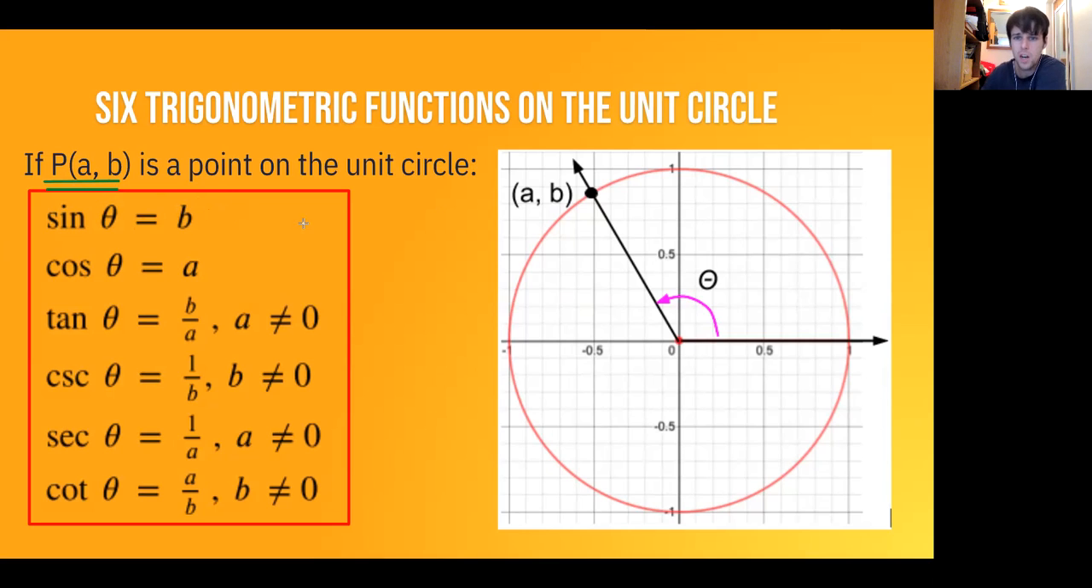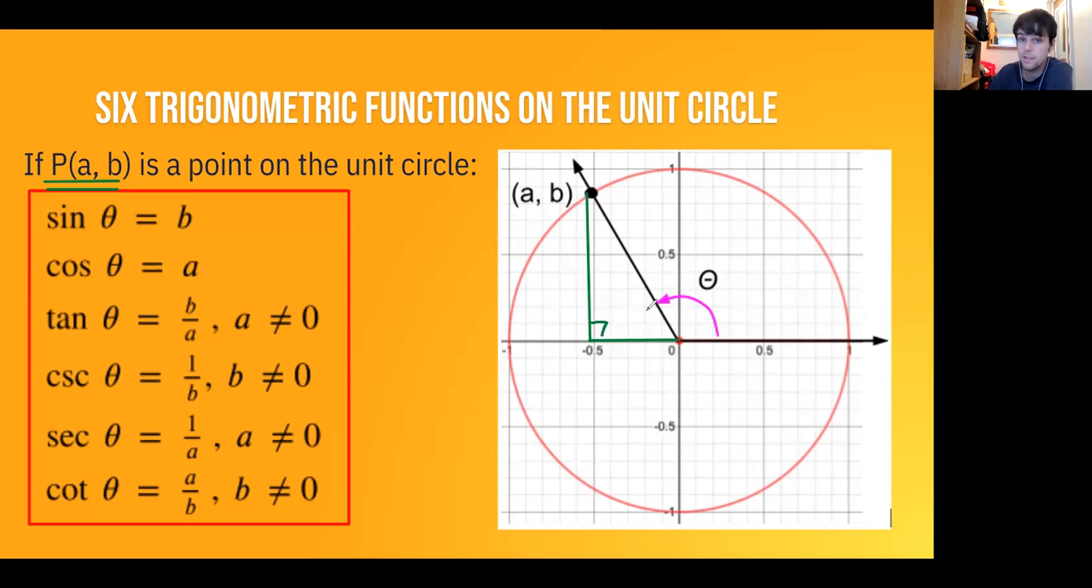But I want to quickly talk about how they come about. First, I'm going to show how we get sine to be equal to the y coordinate. For any point that's created by the terminal side passing through the unit circle, we can drop a line perpendicular to the x-axis, down to the x-axis, or up to the x-axis if it's in a different location. That's going to allow us to create this nice right triangle.